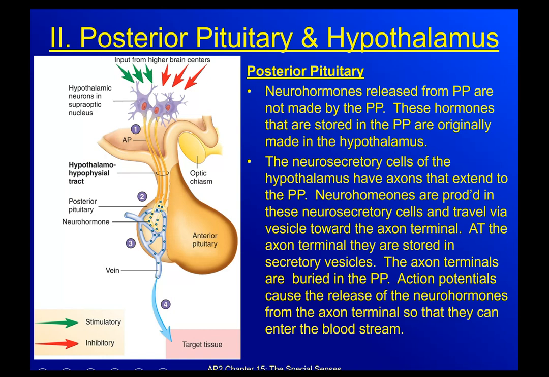Now, let's talk about the posterior pituitary. The neurohormones that are being released from the posterior pituitary aren't made by the posterior pituitary. The hormones are actually just kind of stored in the posterior pituitary. They're originally made by the hypothalamus. So if you look here, that's a horrible color to use. If you look here, see these neurons? You can see that they've got their cell bodies up here, but then their axons go all the way down to here in the posterior pituitary. You can see that in this figure.